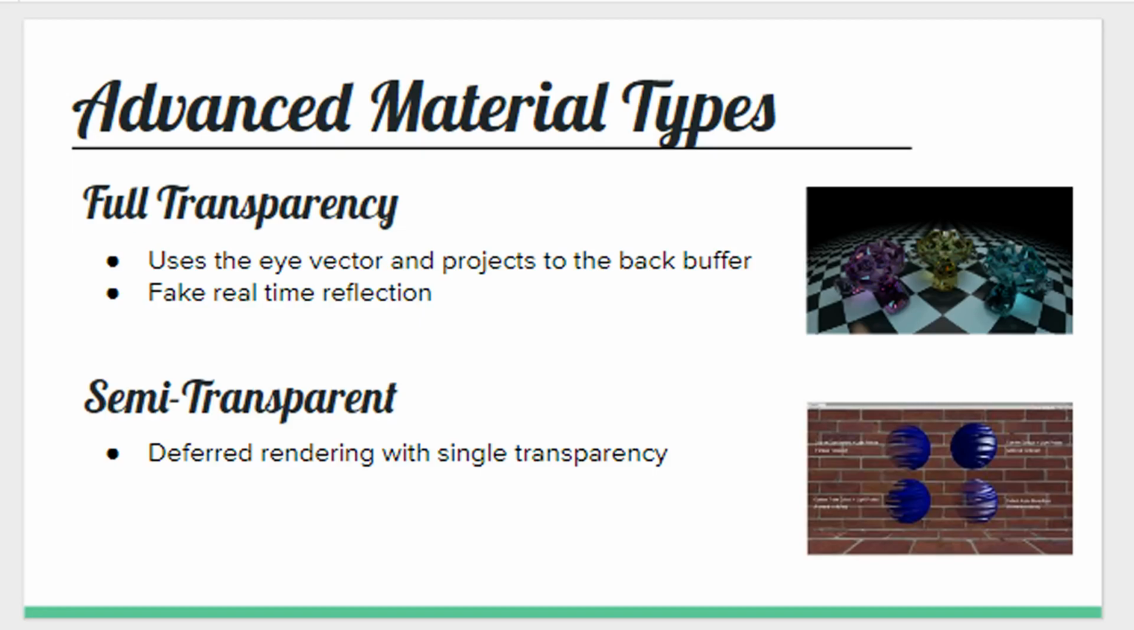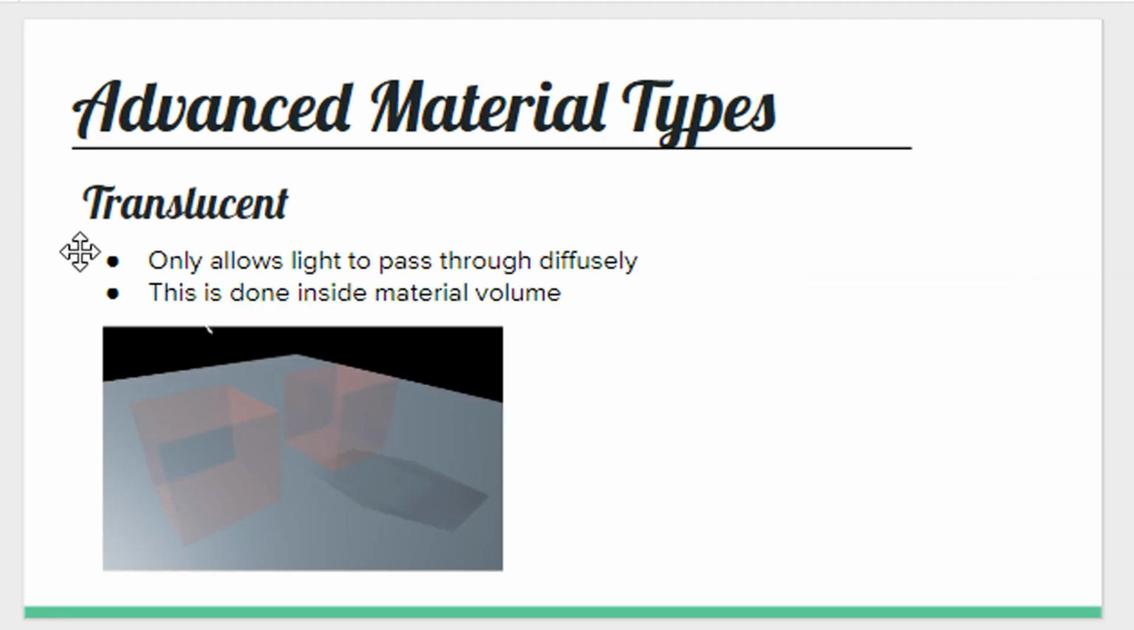Semi-transparent is a bit different since it still does deferred rendering, but with a single transparency. The single transparency instead of multiple transparencies is what makes a difference and also allows it to still have an actual full look to it. After that, there is then translucent.